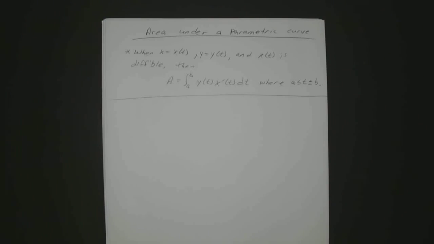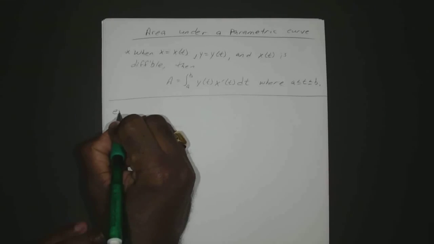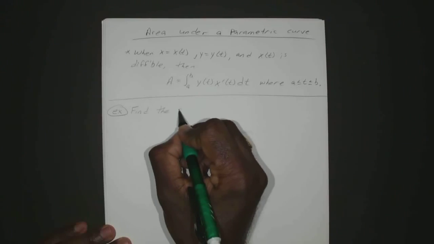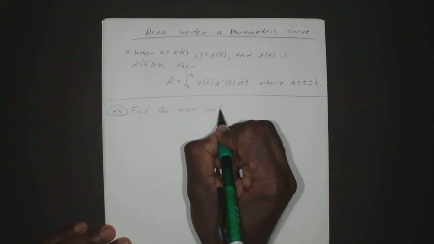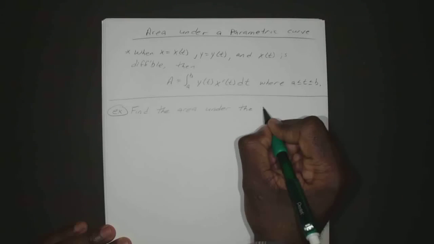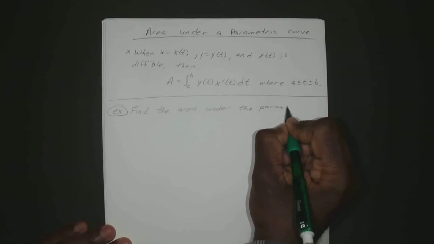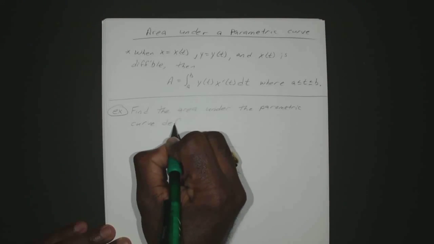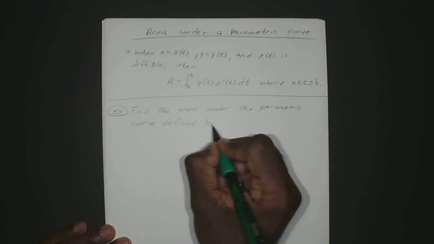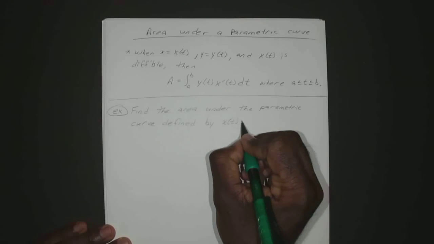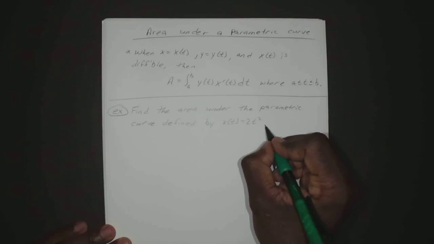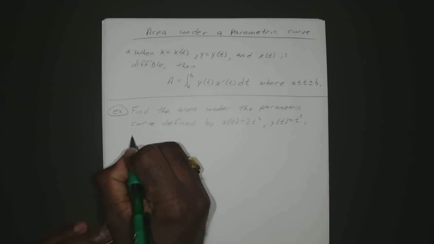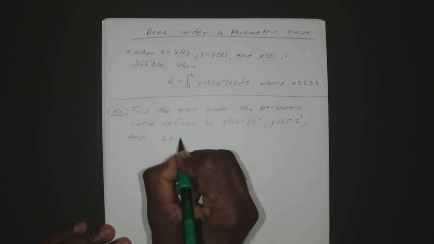All right, so for example, find the area under the parametric curve defined by x of t equals 2t squared, y of t equals t to the third, and t is between 0 and 3.